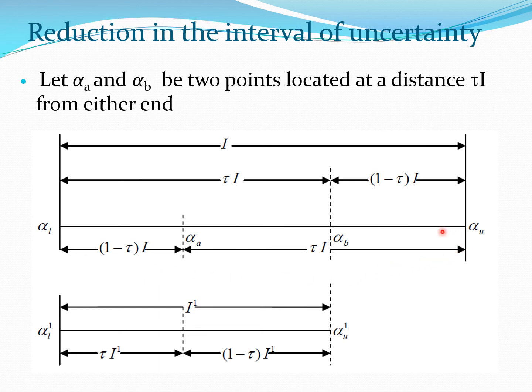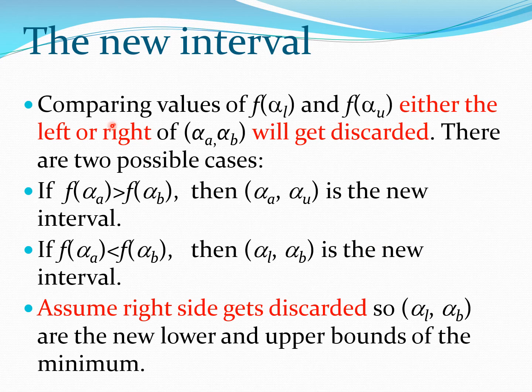And let us say we examine the values of this function at alpha A and alpha B, and based on these values we have shortened this interval here. Now how we do that we will discuss soon. So by comparing the function values at alpha A and alpha B, the left side or the right side of this interval will get discarded. That is the smaller interval. So there are two possible scenarios here. If the value at A is greater than B, then A and U is the new interval. And if A is less than B, then L and B is the new interval. So we will assume for our calculation that the right side gets discarded. So alpha L, alpha B are the new lower and upper bounds on the minimum.